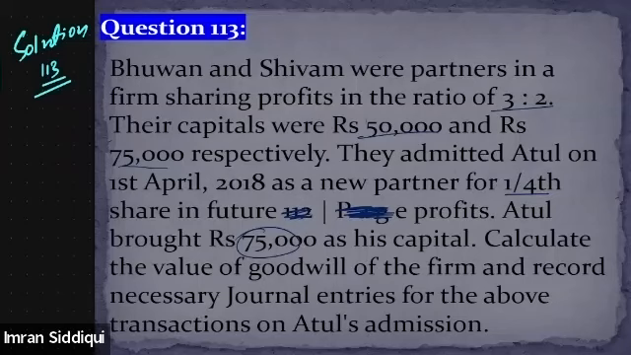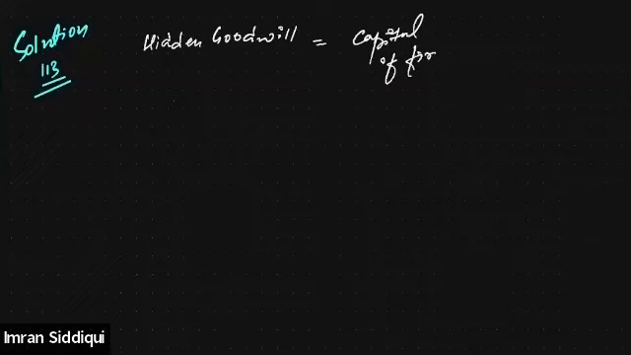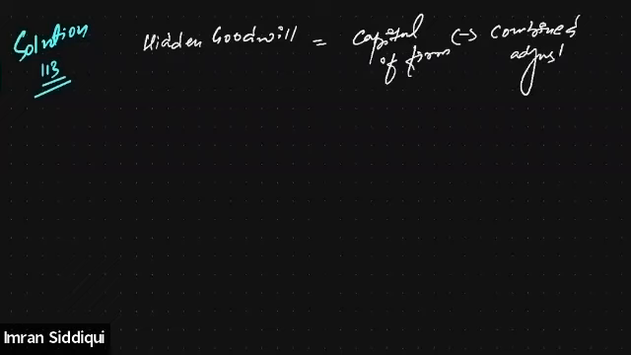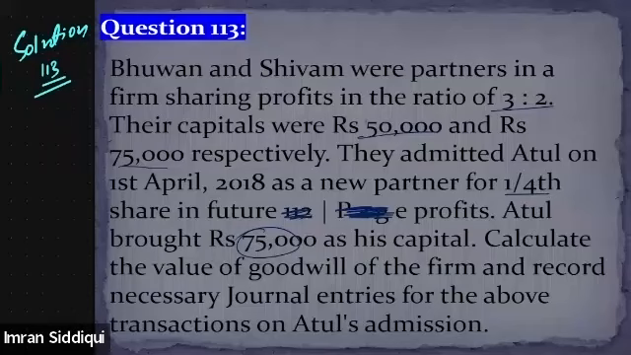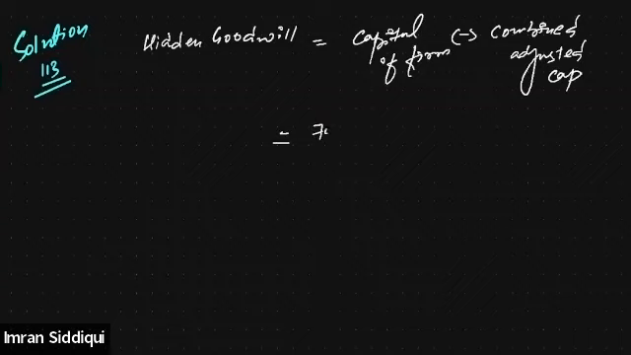Okay. So the question is saying their capital. So let's first of all apply the formula for the hidden goodwill. Do you remember the formula? Hidden goodwill. Yes. What is the formula? Tell me the formula. Capital of the firm minus combined adjusted capital of the firm. Okay. So in order to calculate total capital of the firm, what do we usually do? We multiply the new partner's capital with the reciprocal of his share, right? Yes. 75,000 into 4 by 1. This way you will get the total capital of the firm.